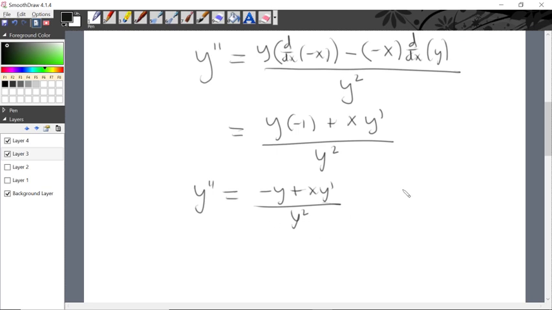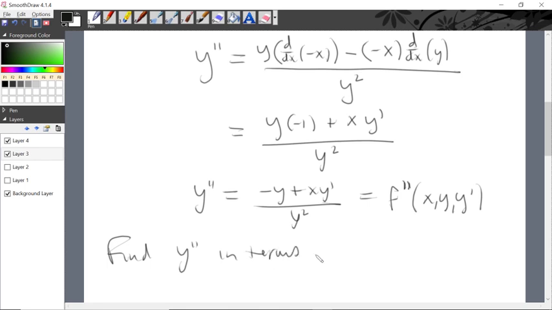But this now requires, let's call this f double prime then. It requires that we know x, y, and y prime, right? All three of those quantities would need to be plugged in now in order to find y double prime. So let's go a little further though. Let's find y double prime in terms of just x and y alone.